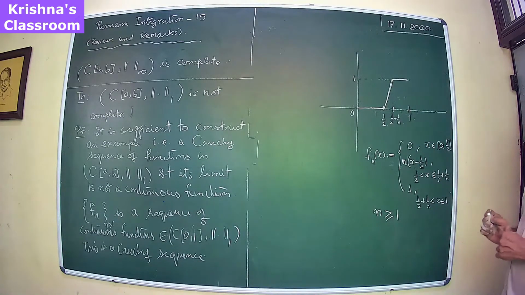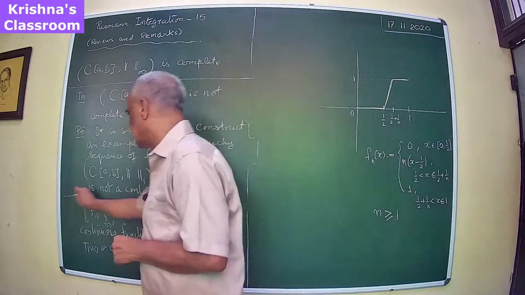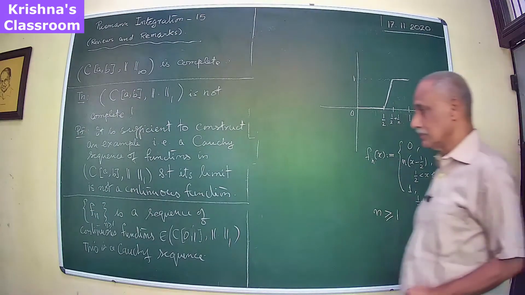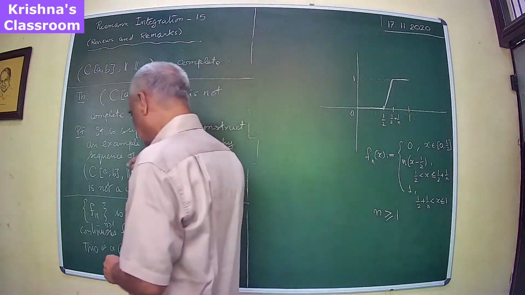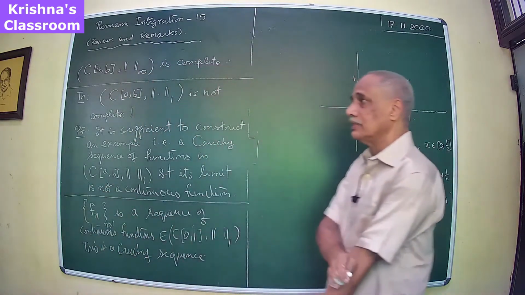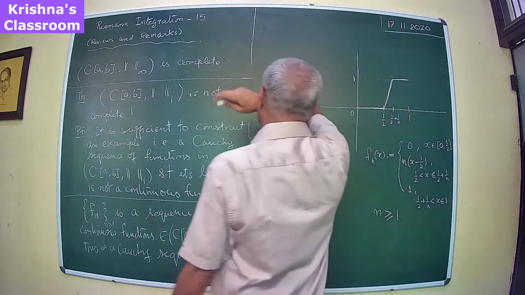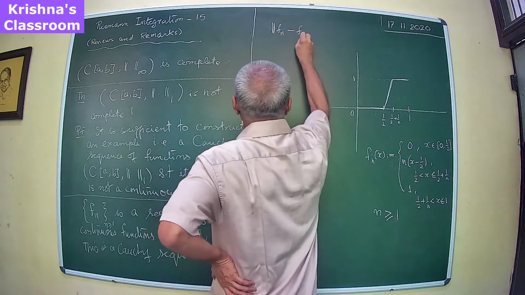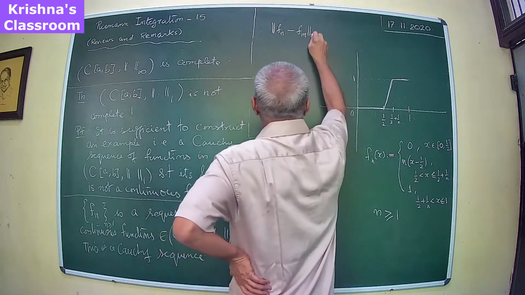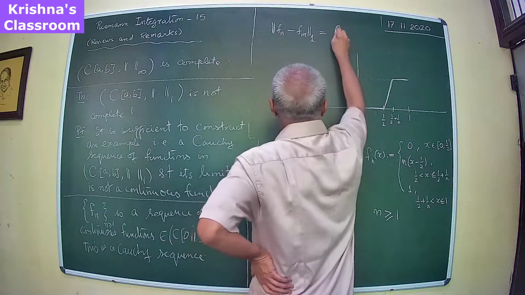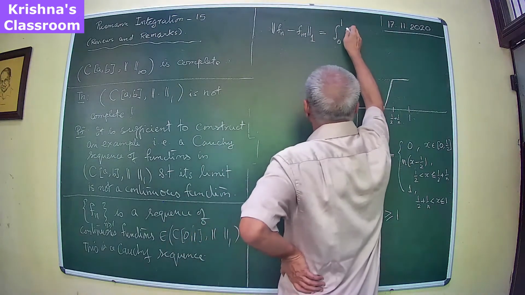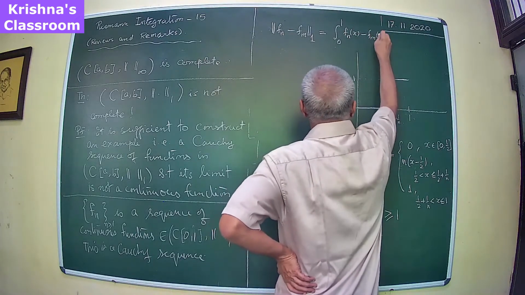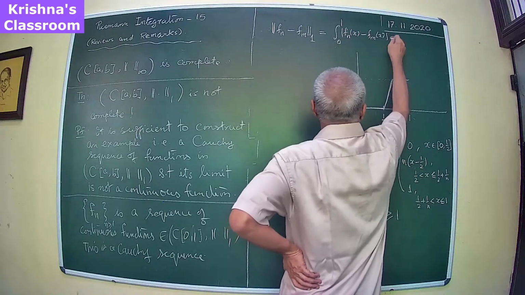Okay, so this is what we do. We have chosen the sequence already. The first investigation is whether f_n is a Cauchy sequence. So what you have to do is estimate this: find out the norm of f_n minus f_m. What is this? This is equal to the integral from 0 to 1 of |f_n(x) minus f_m(x)| dx.